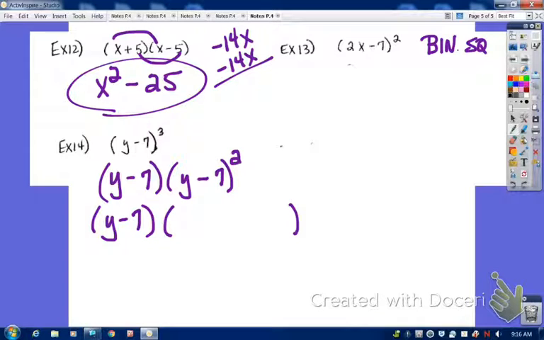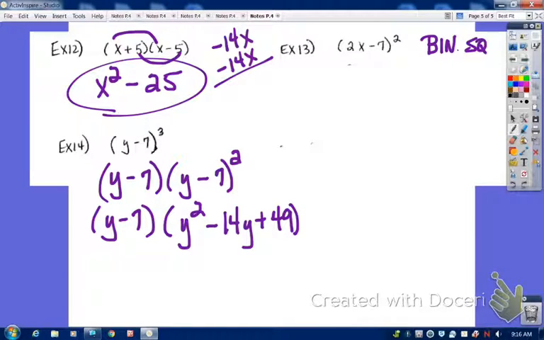So the first term squared is y squared. You're going to multiply the two terms together, and then you're going to double that. So y times negative 7 is negative 7y. Negative 7y doubled is negative 14y. And then you're going to square negative 7. Negative 7 times negative 7 is positive 49.